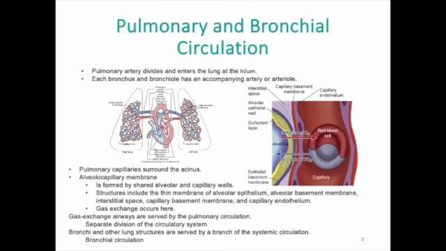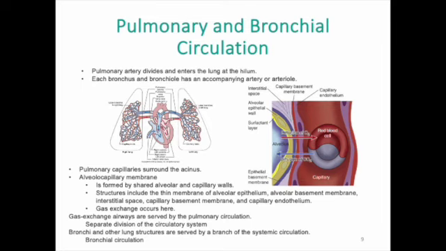The bronchial circulation is also part of the systemic circulation. It's going to moisten any inspired air, and then it will supply nutrients to all the components of the conducting airways. The large pulmonary vessels, the lymph nodes, and the membranes that surround the lungs will all be supplied through the bronchial circulation. The bronchial circulation doesn't participate in gas exchange.